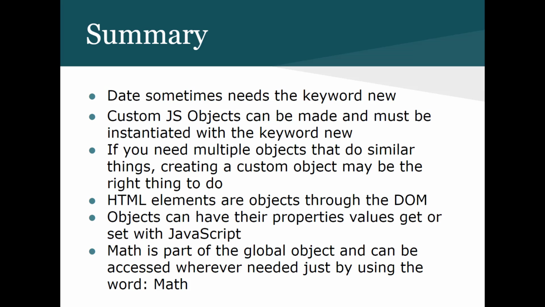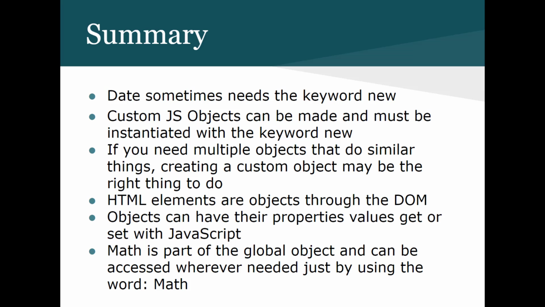In summary, the date object needs the keyword new. Custom JavaScript objects can be made and always need the keyword new when creating a new instance of that item. If you need multiple objects that do similar things, you may want to consider creating a custom object. A custom object would have to be made and referenced by using a constructor. Constructors for objects should be capitalized so that you can see that they are special types of objects to maintain syntax consistency.